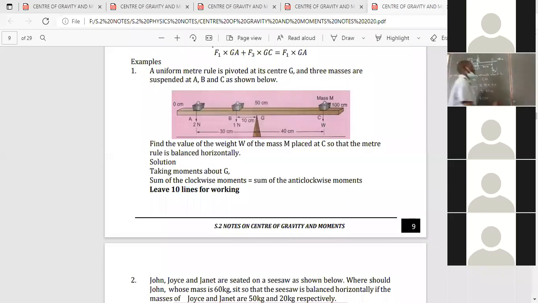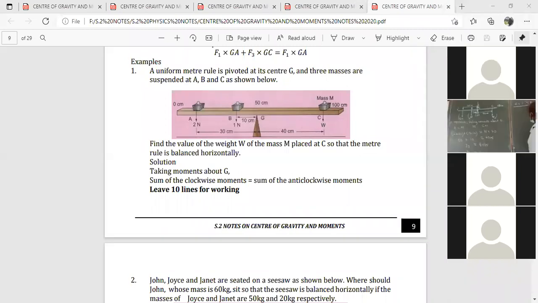W equals 1.75 Newton. That's the answer to W. What did the question require? Find the value of the weight W. That is how we answer that question.